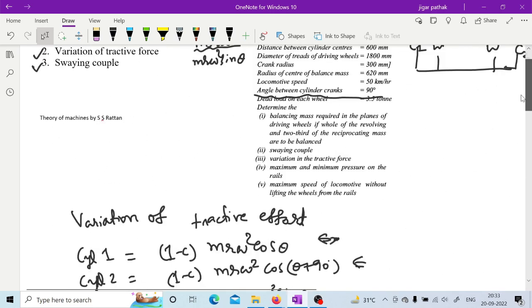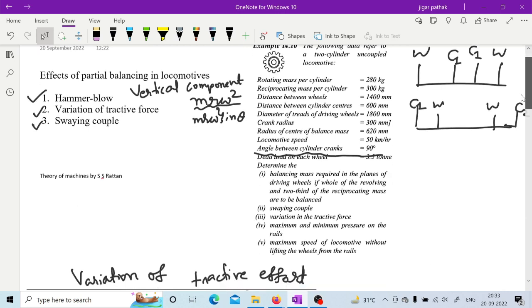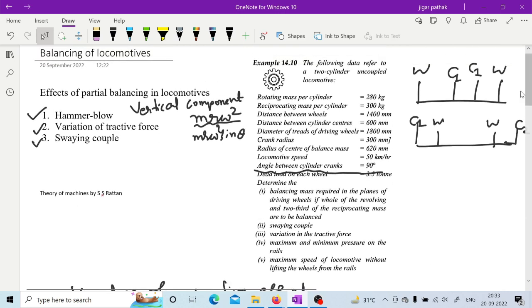Sir, in the case of swaying couple, the orientation of the engine is perpendicular or vertical? Whatever we are discussing is, I guess, horizontal only, in line with the tracks. Yes.